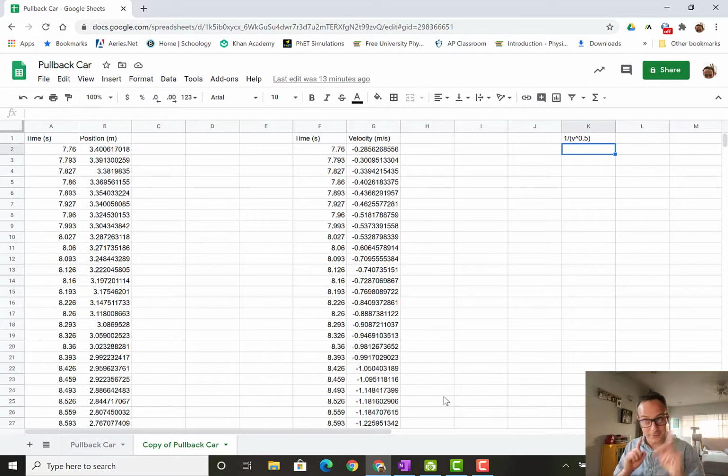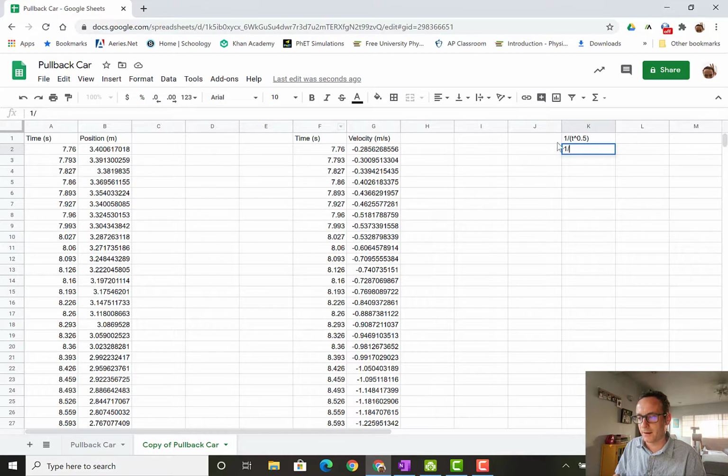This is where Google Sheets comes in handy because I'm going to go equals and then 1 over. So I'm going to use this time right here, and in order to do this, I'm just going to do the operation once. So I click this box down here. So here's where I'm doing the operation. I've got T. I'm going to do the operation 1 over T to the power of 0.5. So I'm going to do 1 divided by, now I want this time right here, 7.76.